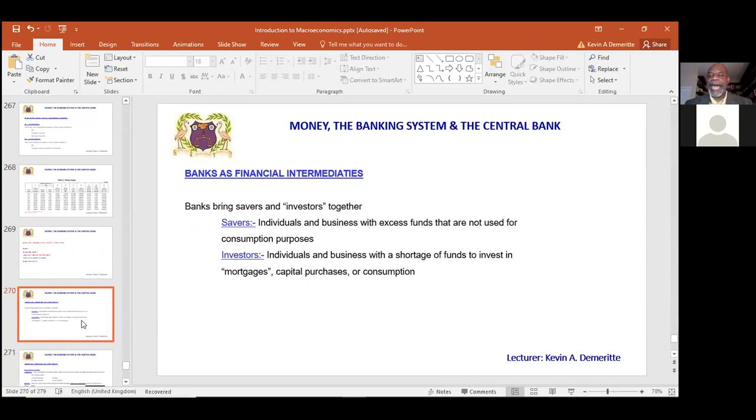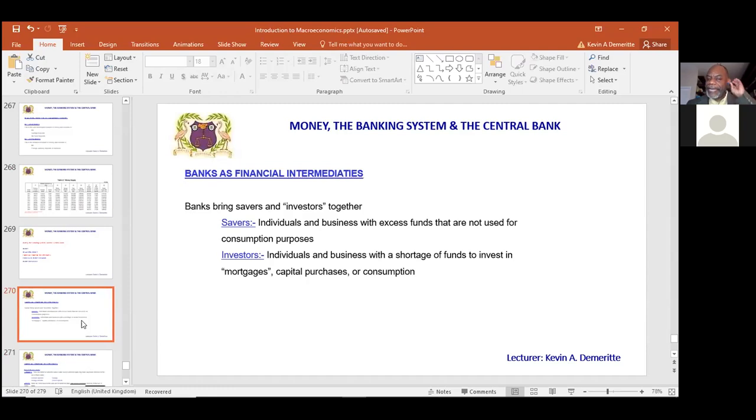Bankers bring savers and investors together. Savers are people with excess funds. Individuals and businesses with excess funds that are not used for consumption purposes. Remember last time when we talked about consumption, we said the money that we earn is either consumed on goods and services or it's saved. This is what we're talking about. Savers are people who have some extra. They paid the bills and they have some money left over.